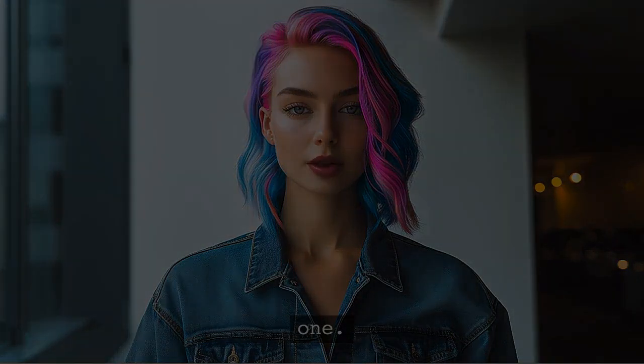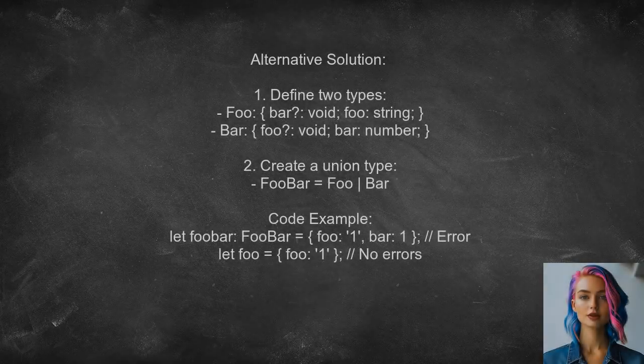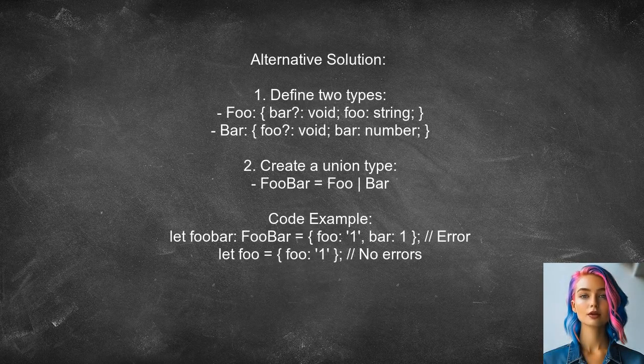Let's take a look at another one. An alternative approach provided by a user involves defining two types, foo and bar, each with one required property and one optional property set to void. Then they create a union type foobar, which allows for either foo or bar, but not both.